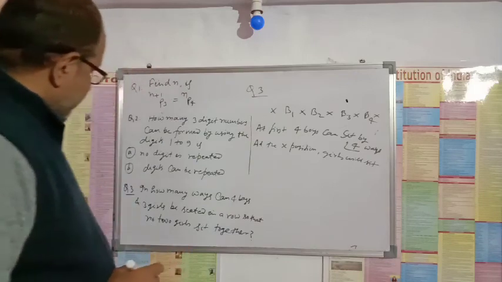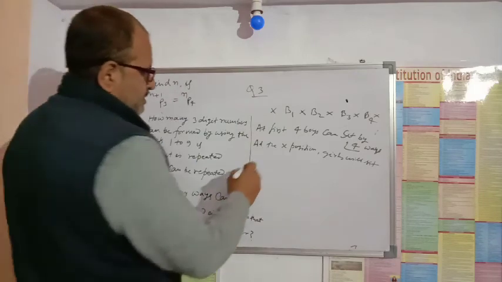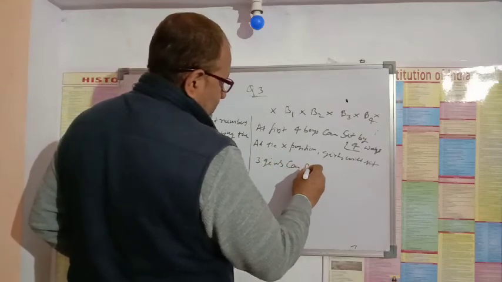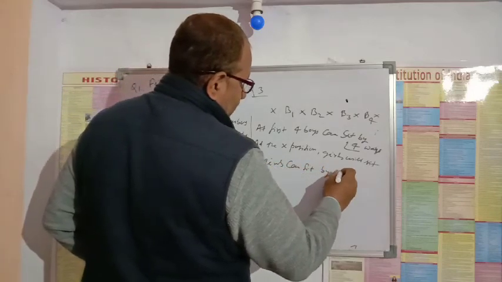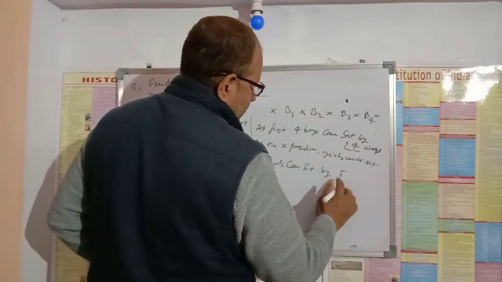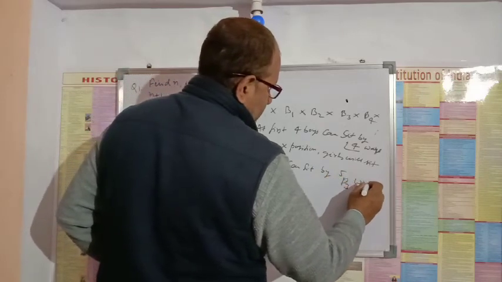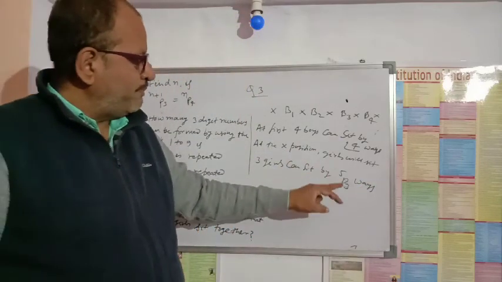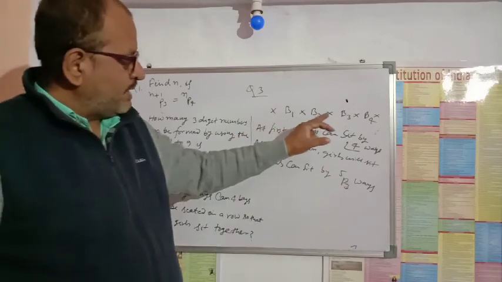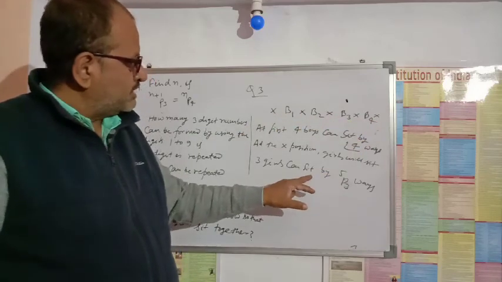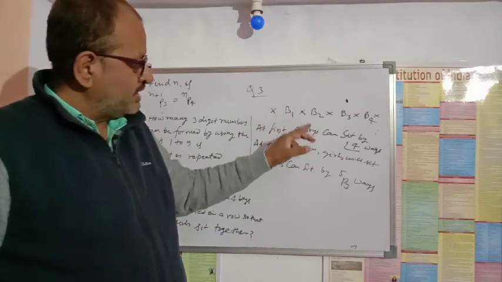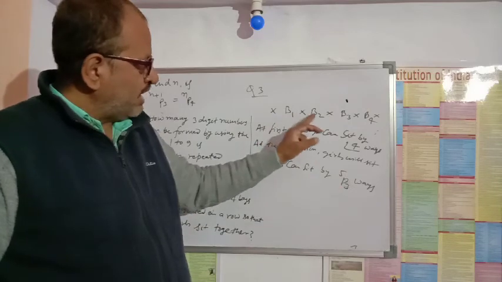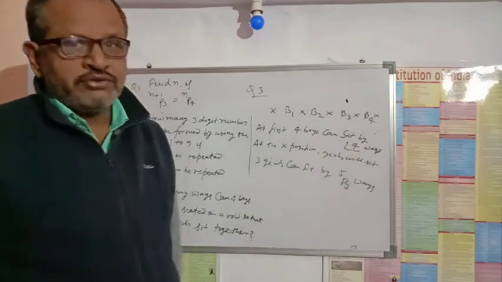And how many girls are there? 3 girls are there. So 3 girls can sit by 5P3 ways. 5 vacant places are here, and we have only 3 girls. So out of 5 places, 3 girls can sit by 5P3 ways, and 4 boys can be arranged in factorial 4 ways.